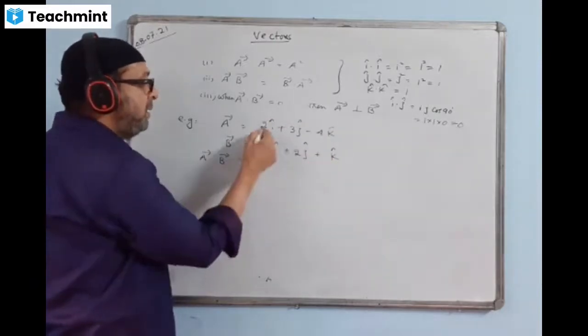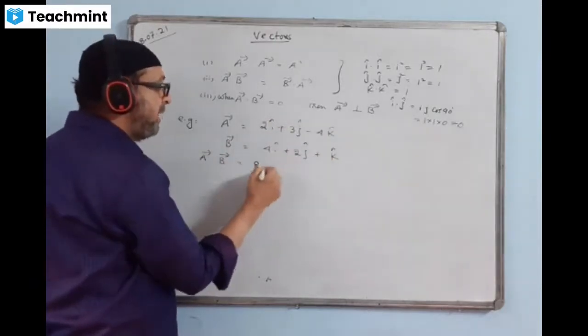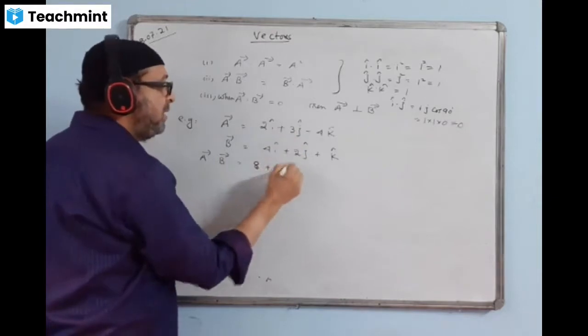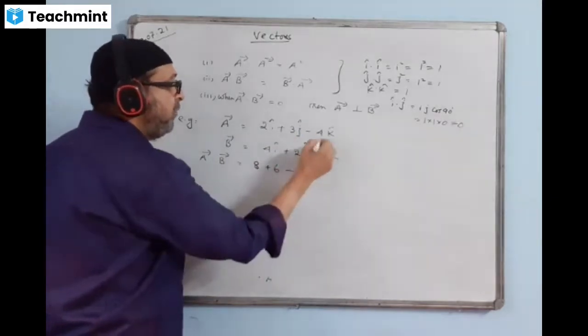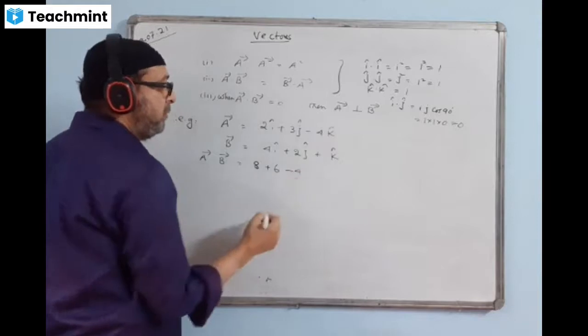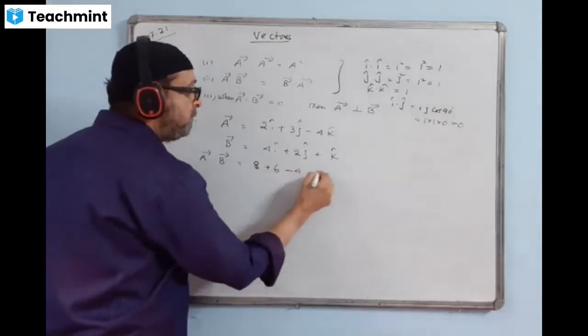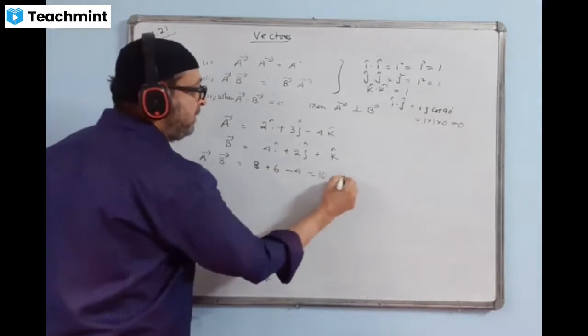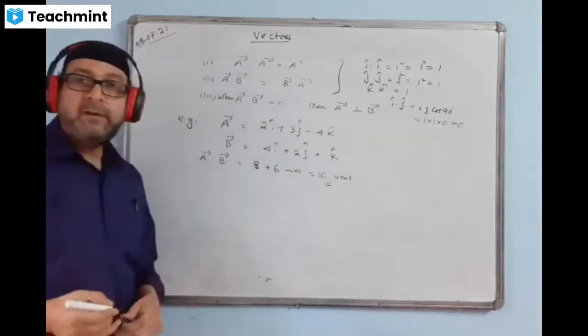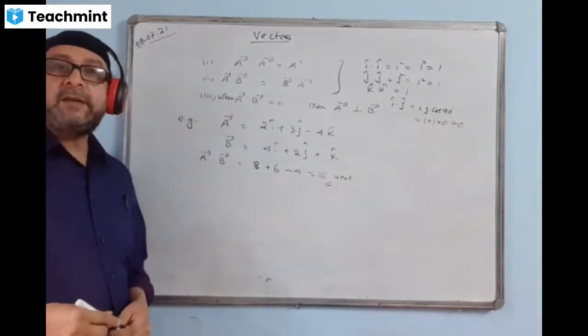That is your answer. 2 4s are 8, plus sign is plus, 3 2s are 6, minus times plus is minus, 4 1s are 4. This is the answer, finished. 8 plus 6 is 14, minus 4 is 10. The answer is 10 units. Finished. That is the answer.